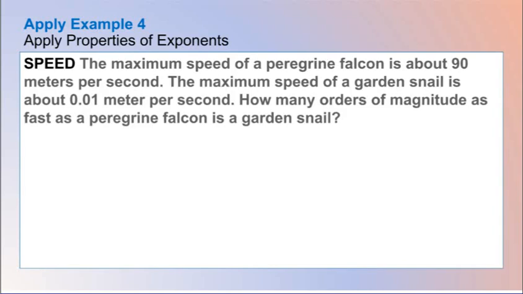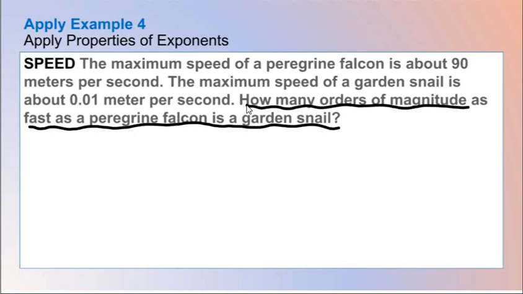So let's look at a word problem finding order of magnitude. The maximum speed of a peregrine falcon is about 90 meters per second. The maximum speed of a garden snail is about 0.01 meters per second. How many orders of magnitude as fast as a peregrine falcon is a garden snail? So another way of stating the question here is, if you flip it around, how many orders of magnitude is a garden snail than a peregrine falcon. So I'm doing the snail compared to the falcon.